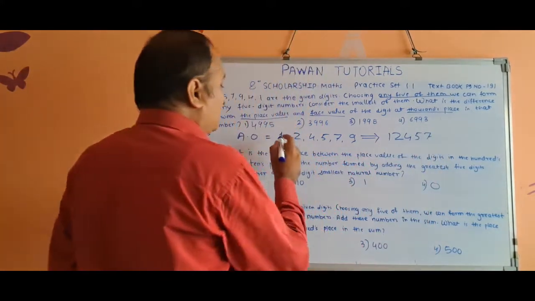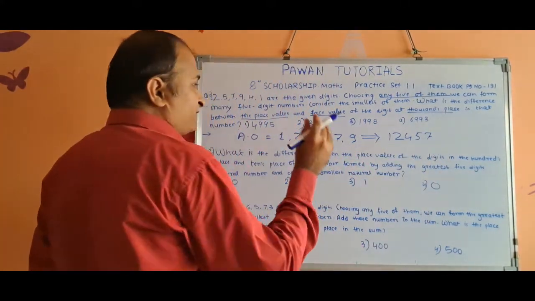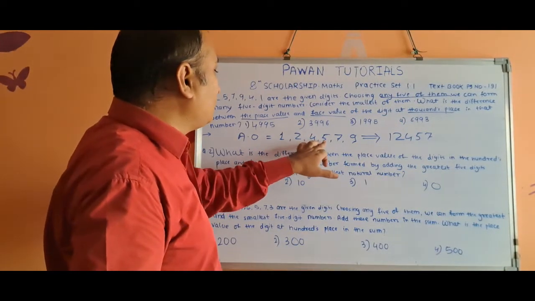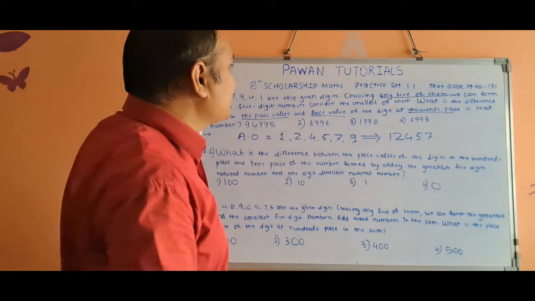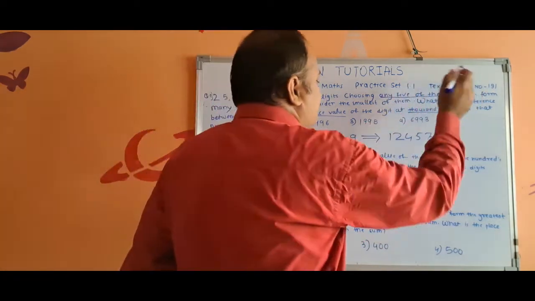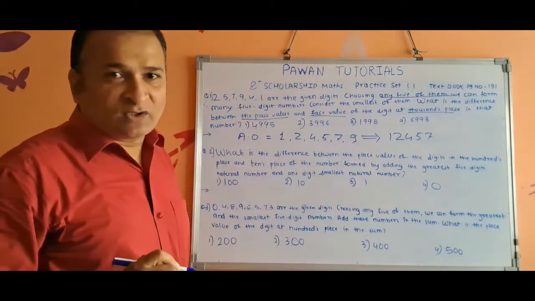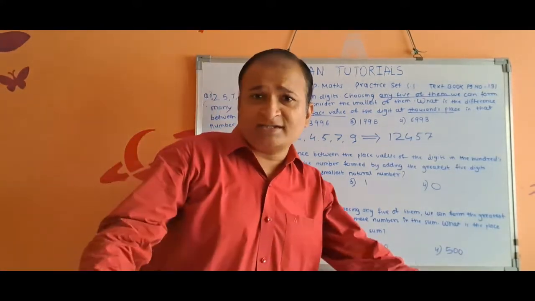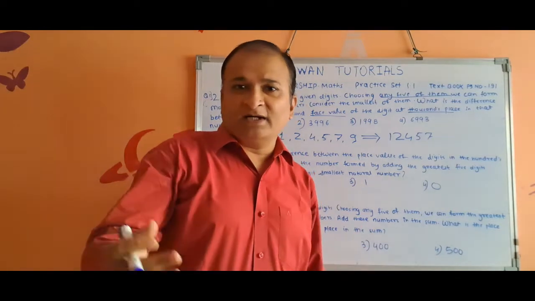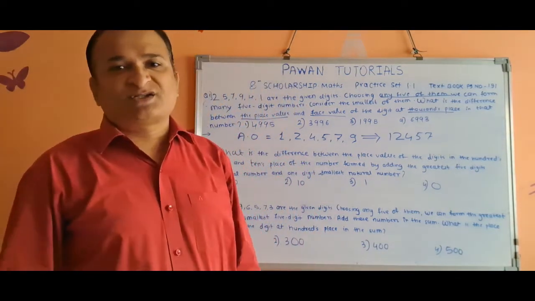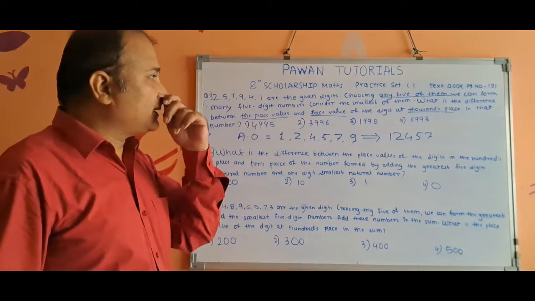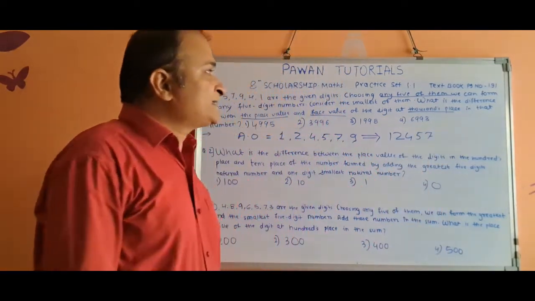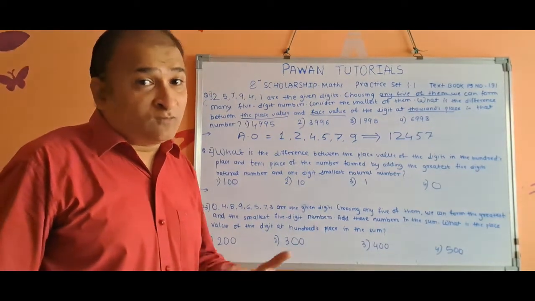1, 2, 3, 4, 5. So which 5 digits have I considered? 1, 2, 4, 5 and 7. So these make the smallest 5-digit number. Will you consider 9? No, we will not consider 9 because this is the greatest number, and they have asked us to find the smallest 5-digit number. So the smallest 5-digit number in this example is 12,457, students.